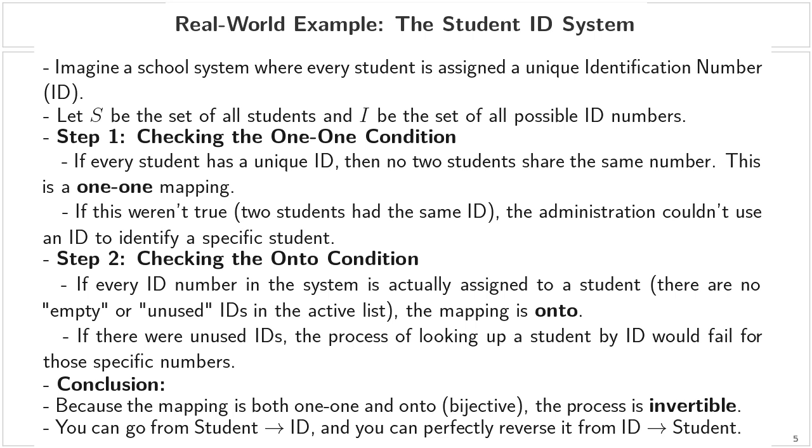This means you can move from a student to their ID, and you can perfectly reverse that process to move from an ID back to the specific student. Now that we have seen how bijectivity works in practice, let us move on to the key takeaways to solidify your understanding. Key takeaways. Now, let us move to the key takeaways to consolidate everything we have discussed so far.